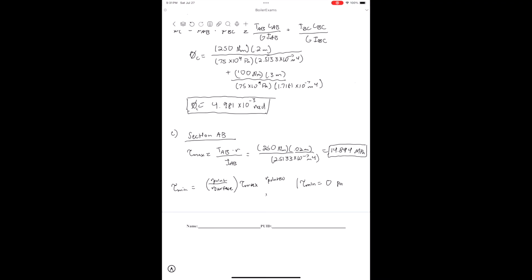All right, and now for section BC. So same thing for tau max, except we're just going to be tau BC times R over IAB, and I should say that again, R is the outer radius, it's the maximum radius in your rod.